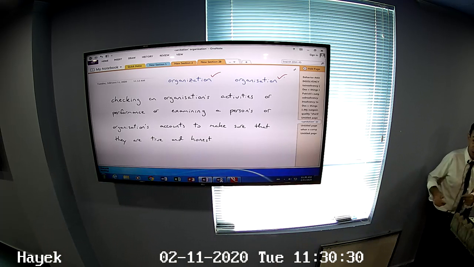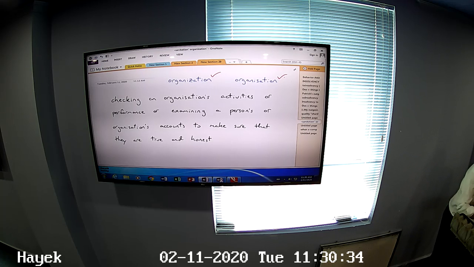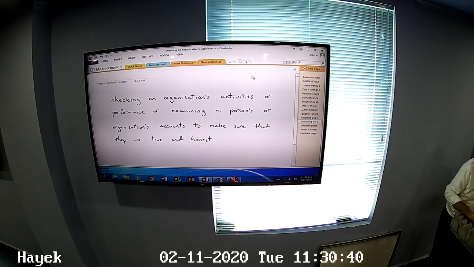Oh, I forgot to ask you. What about this function? What definition is this? Checking an organisation's activities or performance, or examining a person's or organisation's accounts to make sure they're true and honest. Yeah, it's auditing. This is the definition of auditing.